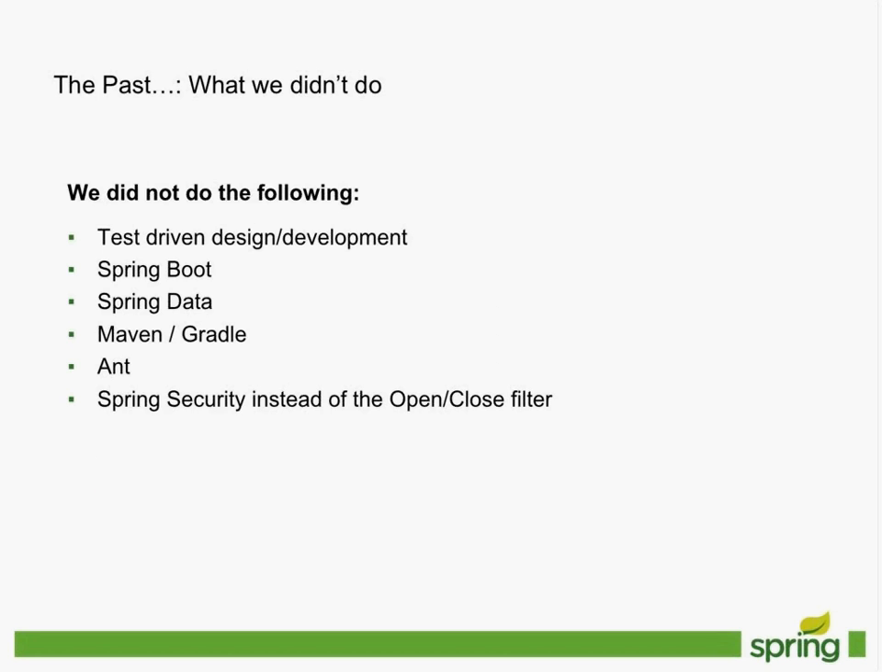So the past and the future is what we didn't do. Okay, so we didn't do test-driven design and development, so you can hate on us now. We also did not use Spring Boot. We could have used Spring Boot; we chose not to. We chose not to use Spring Data. We actually built all our own DAOs and managed the database manually. That was mostly my choice because I felt like Spring Data wasn't what I wanted right then. Looking back on it, we probably should have used Spring Data. It probably would have made my life a lot easier if I had just gone ahead and implemented that. I did not have the time to review it adequately to do that.